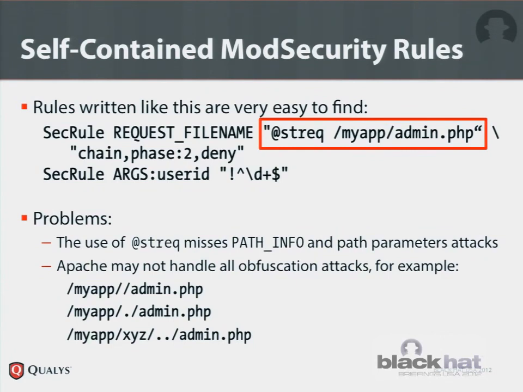There are a couple of problems with this patch. One problem is that the rule is using the string equality operator, which is very rigid, and it will only look for an exact match. So both path info and path parameter attacks are going to work against this particular rule. The other problem is that there are a number of path obfuscation attacks that you can carry out, and these are known since forever: multiple forward slashes, self-referencing directories, and back references. As it turns out, using the rules as they are, they're quite easy to bypass.